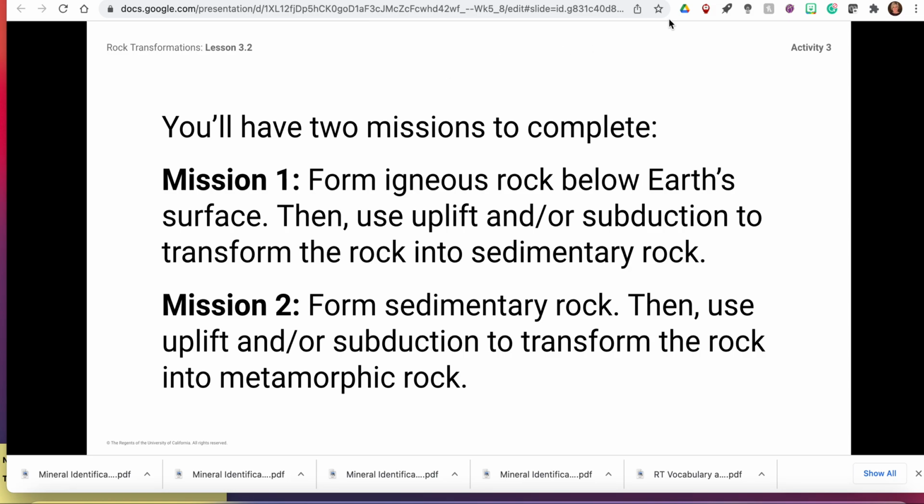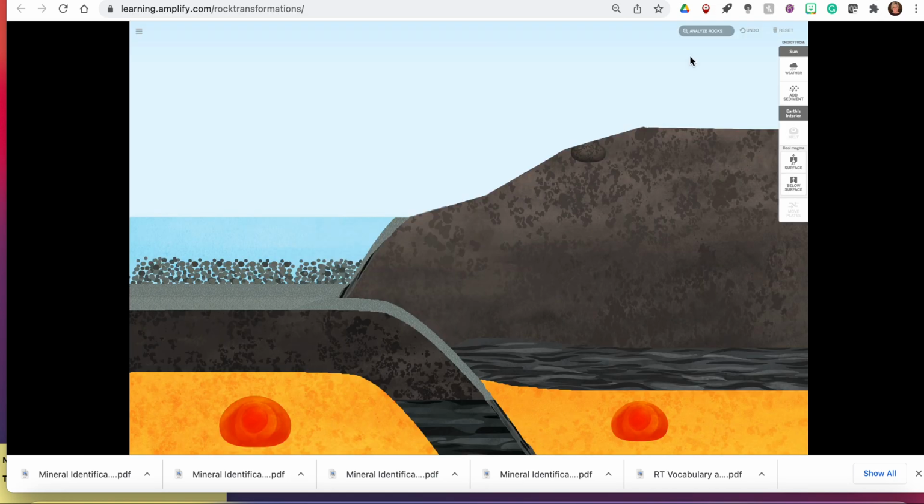So let's go ahead and form sedimentary rock. I'm going to reset.